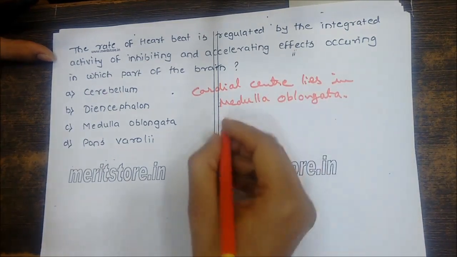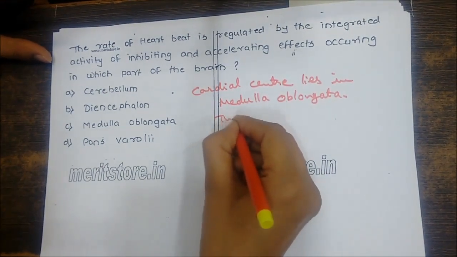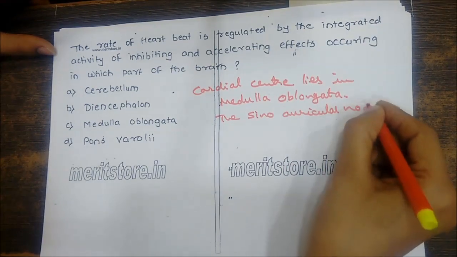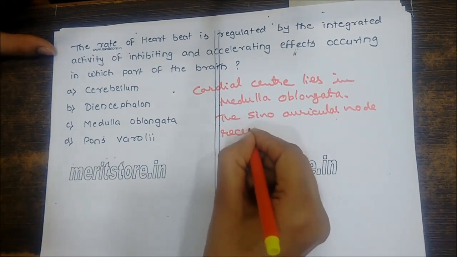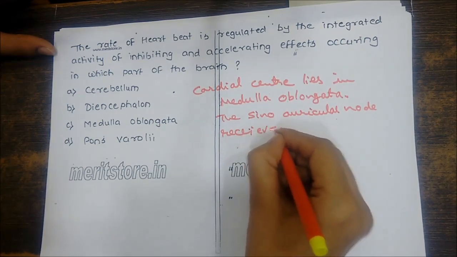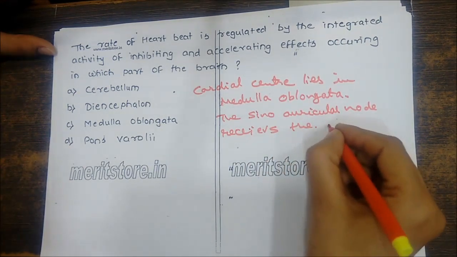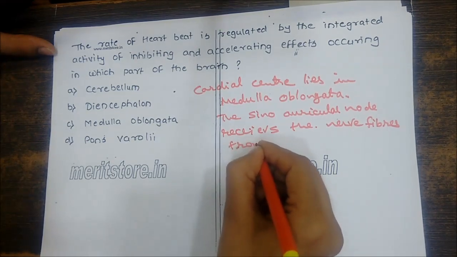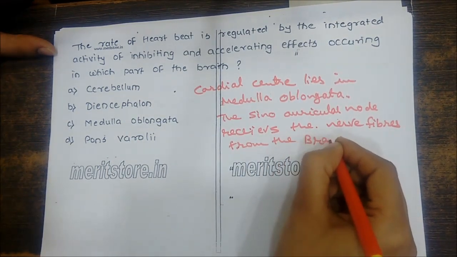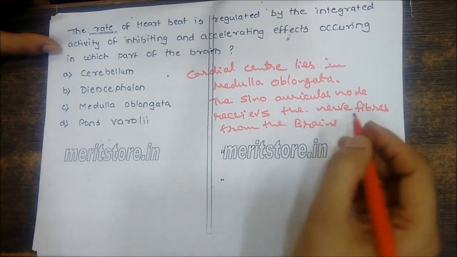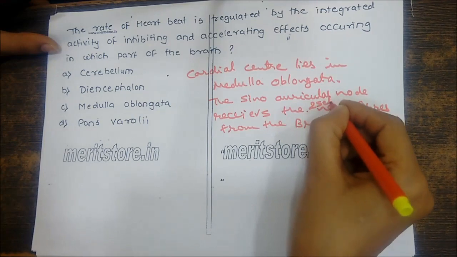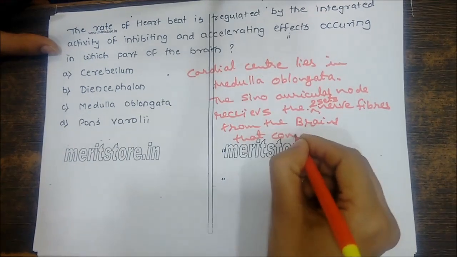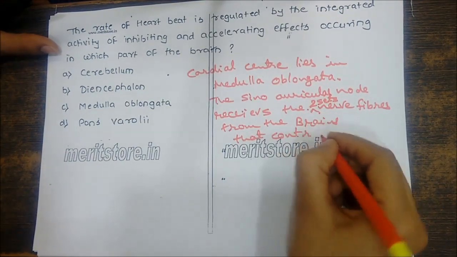The sino-auricular node, or SA node, receives the nerve fibers from the brain. Two sets of nerve fibers control the heartbeat.